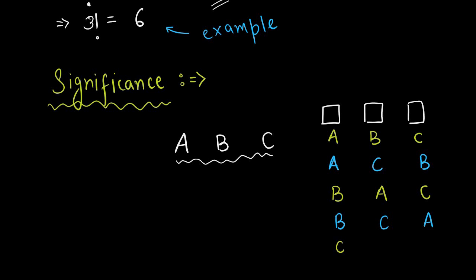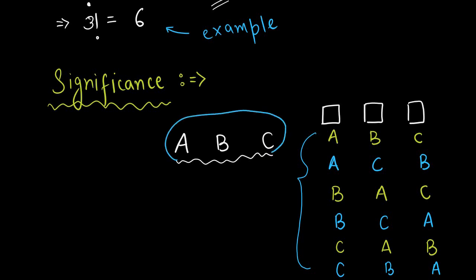Again, C here, A and B here, or last but not least, C as it is, B and A. Now take your time and comment in the comment box: is there any other arrangement left other than these? Pause it and think about it. But I'm sure there is no other arrangement, right? So 3 students can be seated in how many ways?